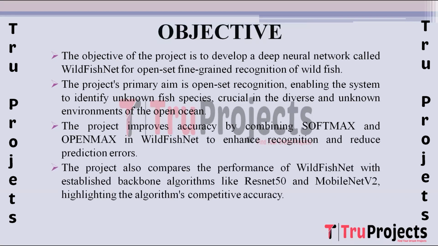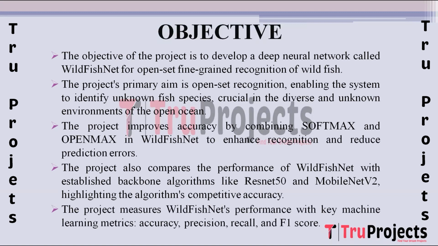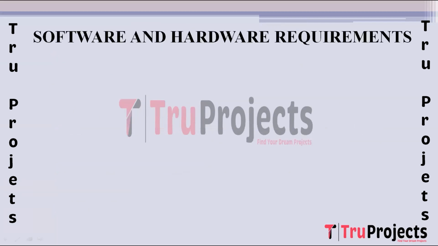The project compares WildFishNet's performance against established algorithms like ResNet 50 and MobileNet V2, emphasizing its competitive accuracy. Key machine learning metrics, including accuracy, precision, recall, and F1 score, are employed to measure WildFishNet's performance, ensuring robust evaluation.